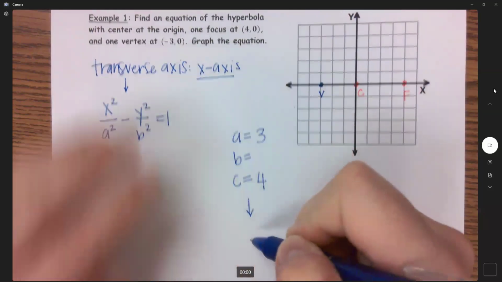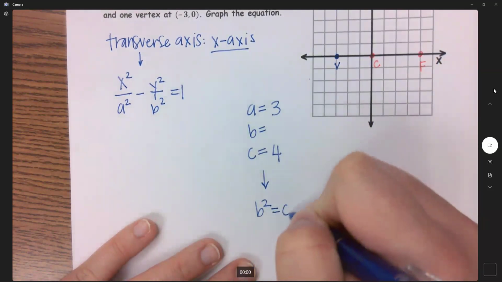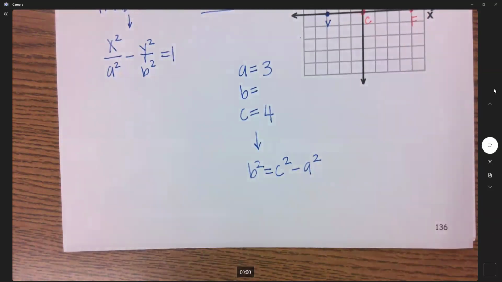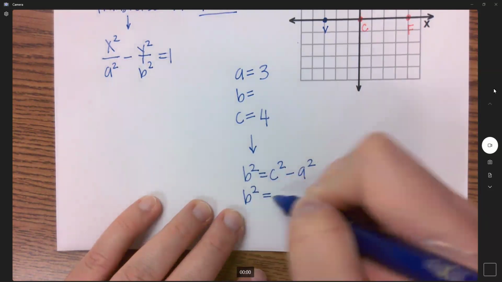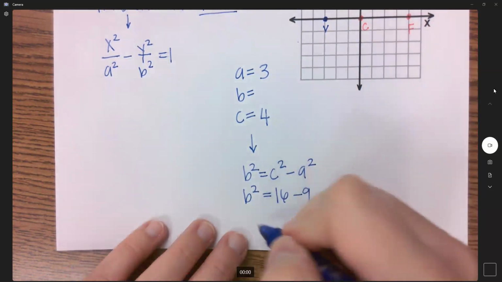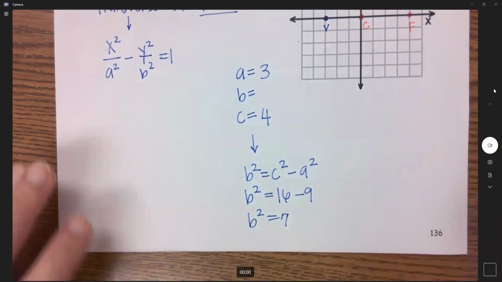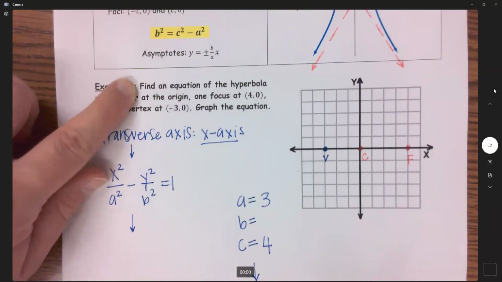So we will use our formula here highlighted. B squared equals C squared minus A squared. I don't know B squared. C squared is 16. A squared is 9. So my B squared is 7. So that gives me enough information to do the first thing, find the equation.